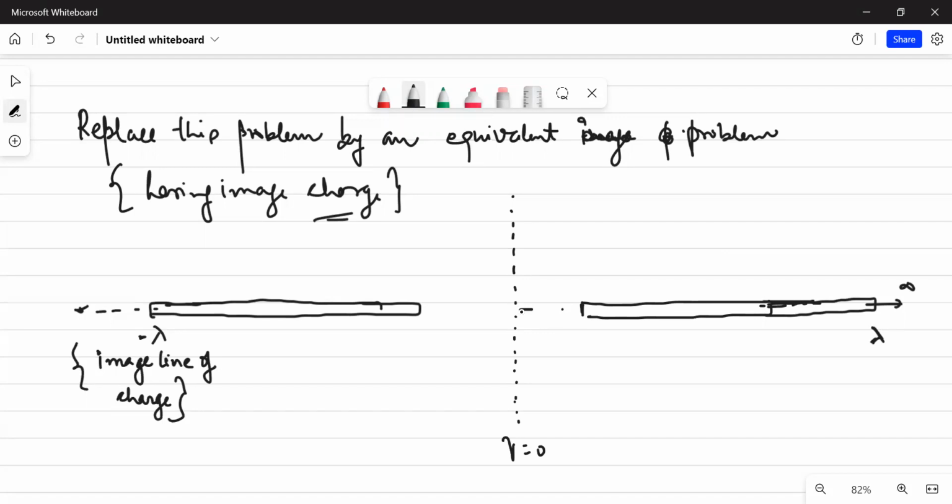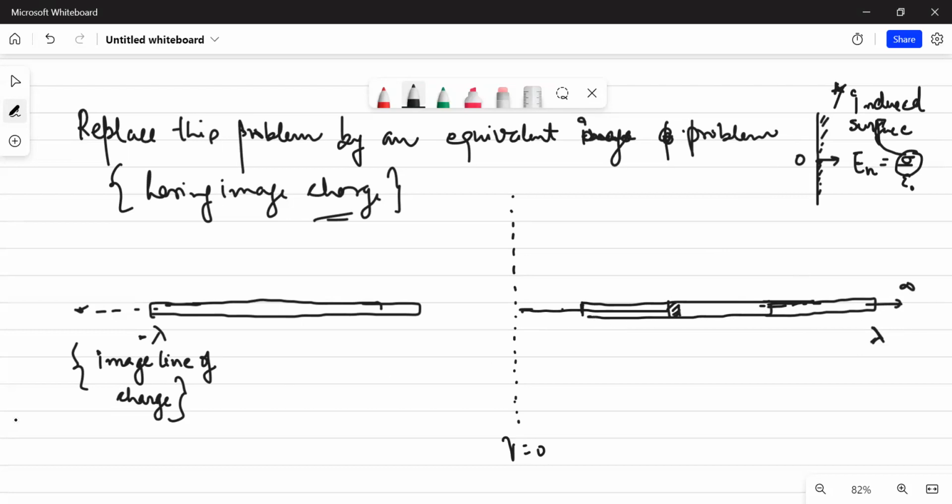So what is the strategy? If I can somehow find the electric field at point O, then near a conducting plane, the normal component of the electric field is given by sigma upon epsilon. And from this, I'll be able to extract my induced surface charge density. Is that clear?